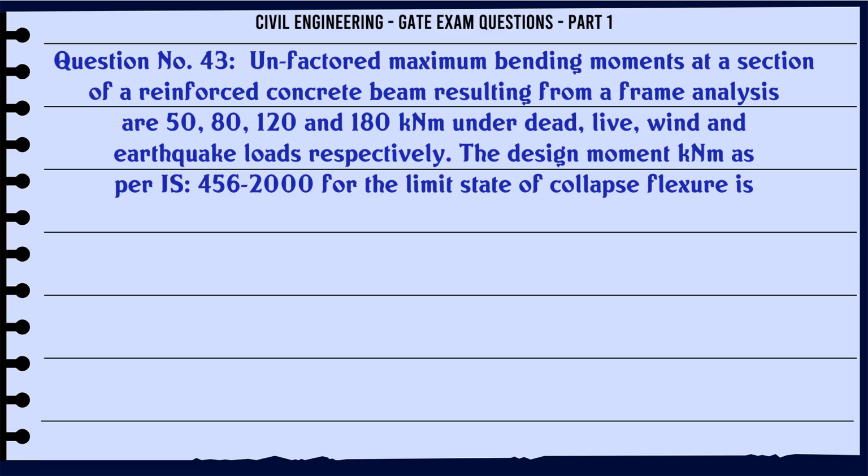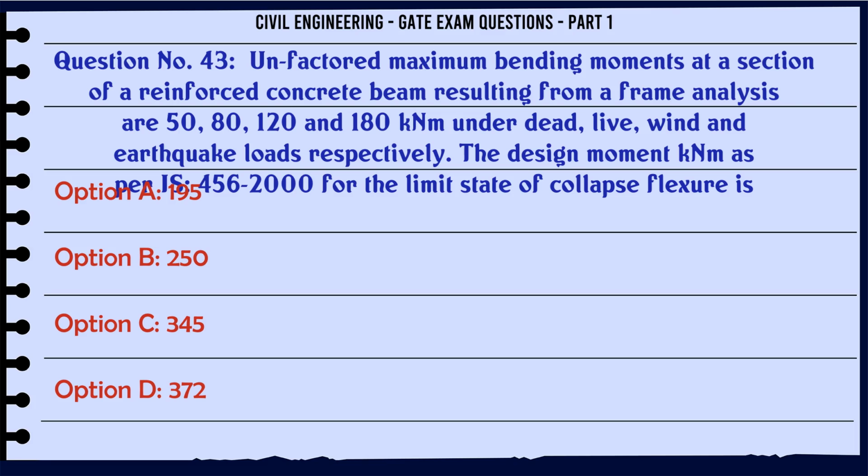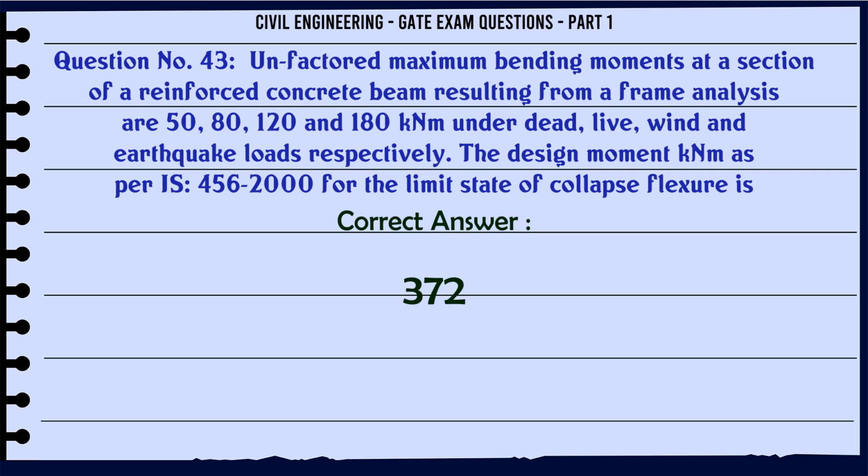Unfactored maximum bending moments at a section of a reinforced concrete beam resulting from a frame analysis are 50, 80, 120 and 180 kN/m under dead, live, wind and earthquake loads respectively. The design moment in kN/m as per IS 456:2000 for the limit state of collapse in flexure is: A, 195; B, 250; C, 345; D, 372. The correct answer is 372.